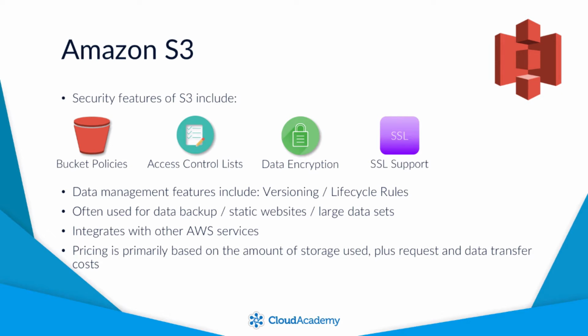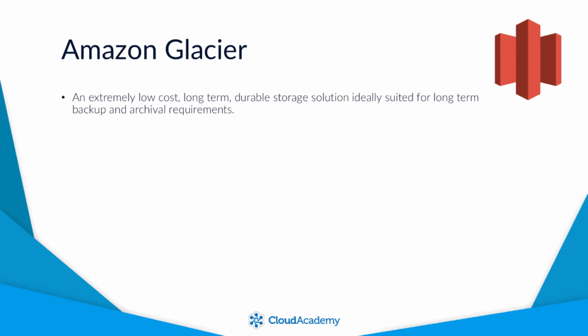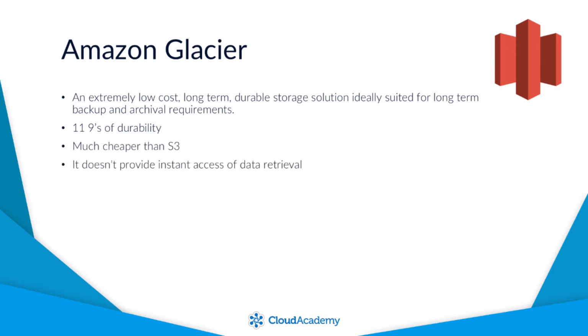Following on from Amazon S3, I then covered Amazon Glacier, which works closely with S3 but provides a very different function. The key points taken from this lecture were that Amazon Glacier is an extremely low-cost, long-term, durable storage solution which is often referred to as cold storage, ideally suited for long-term backup and archival requirements. It has 11 nines of durability, making this just as durable as Amazon S3, but it's much cheaper than S3. It doesn't, however, provide instant access of data retrieval.